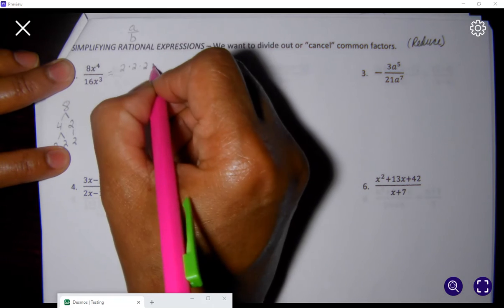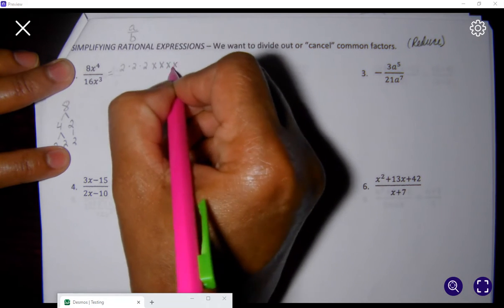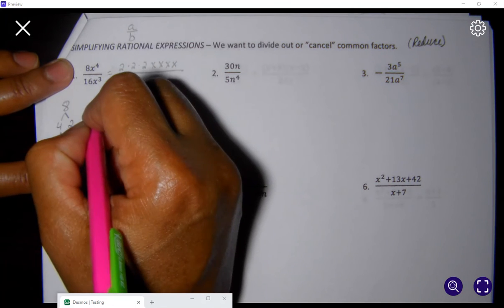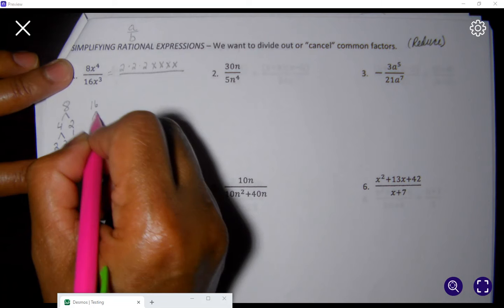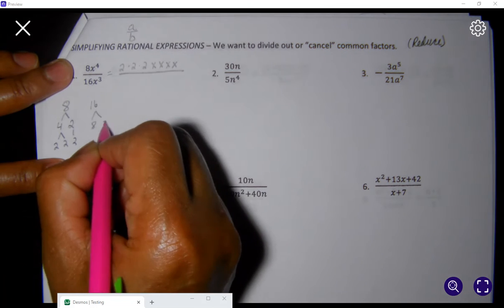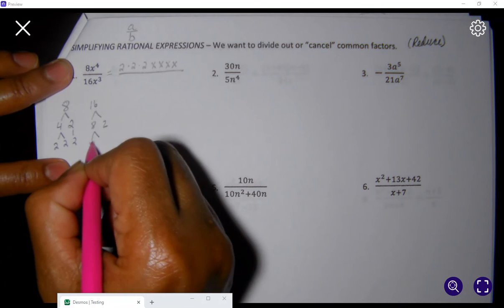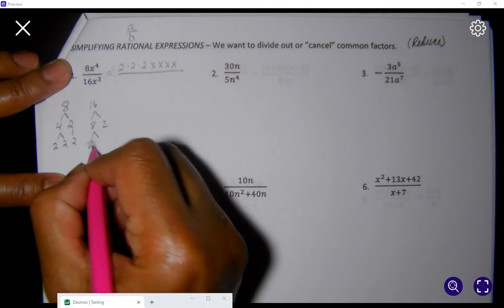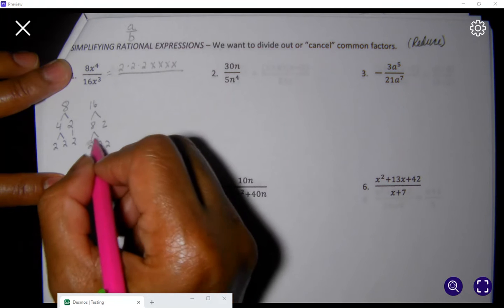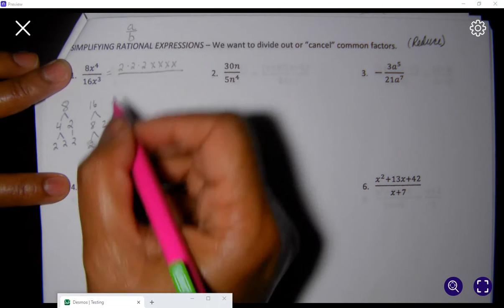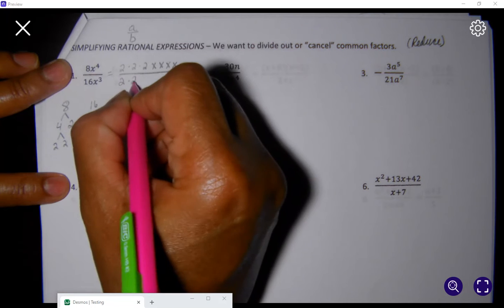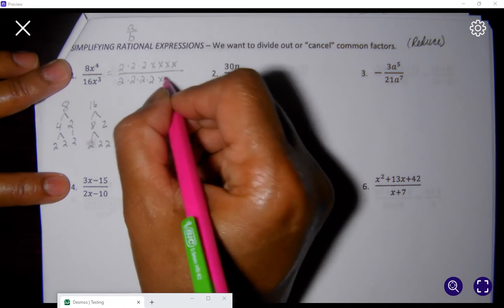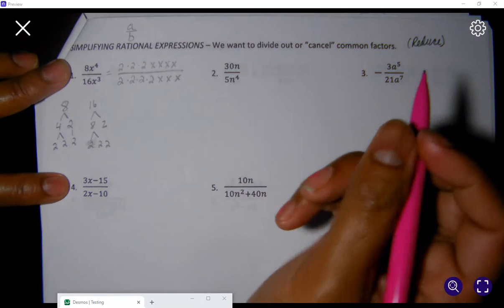And then x to the fourth is x times x times x times x. In the denominator, let's see what I can do with the 16. 16 is broken down to 8 times 2, and 8 can be broken down to 2 times 2 times 2, so you have 2 times 2 times 2 times 2, which gives you 16. And then you have 3 x's, 1, 2, 3.